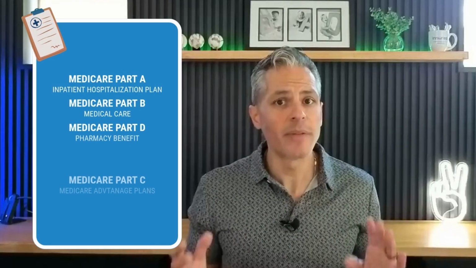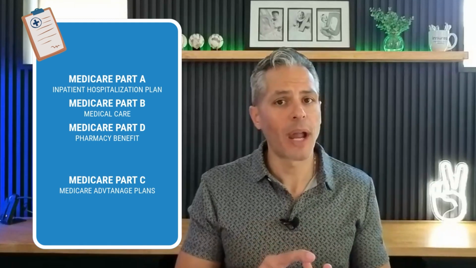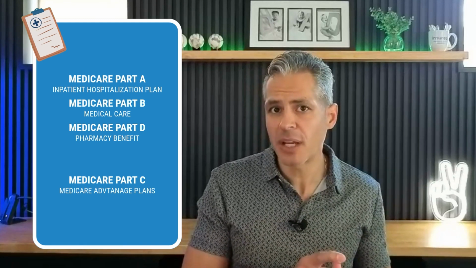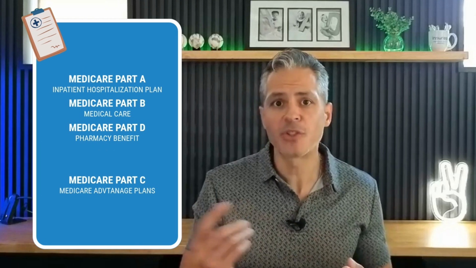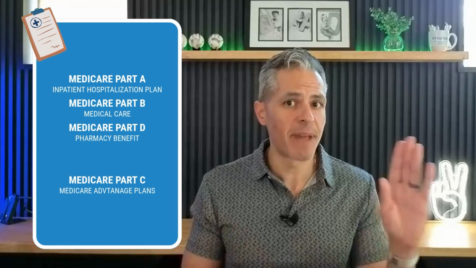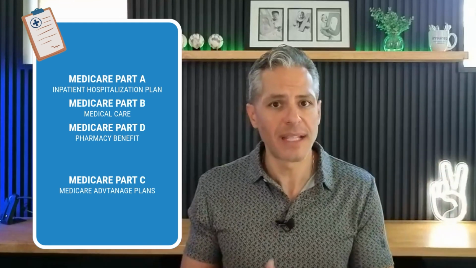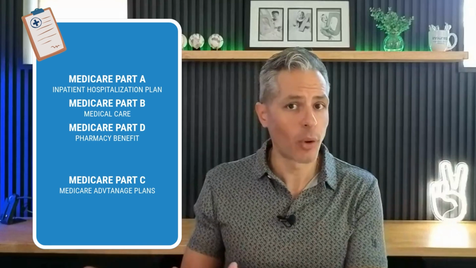So to recap today, we've discussed the four major parts of Medicare. Medicare Part A, which is your inpatient hospitalization care. Medicare Part B, which is your medical care. Medicare Part C, which is your advantage plans. That's the medical and the drug tied into one policy. And finally, Part D, as in drugs, for your pharmacy benefit or prescriptions.